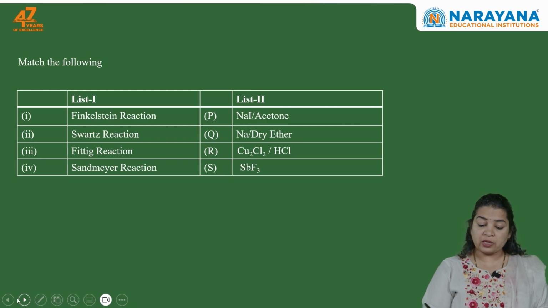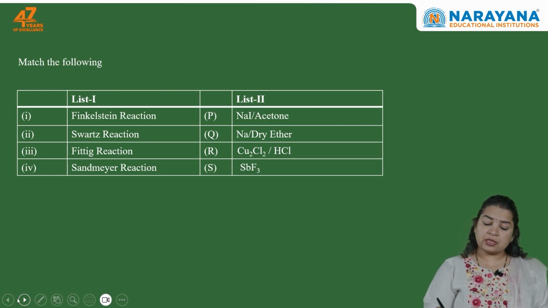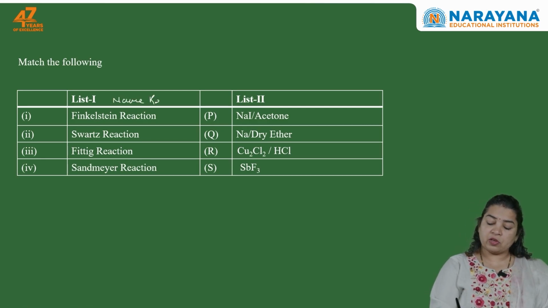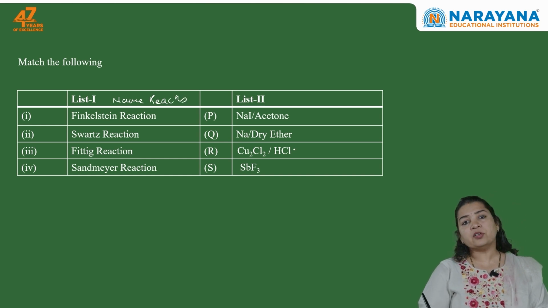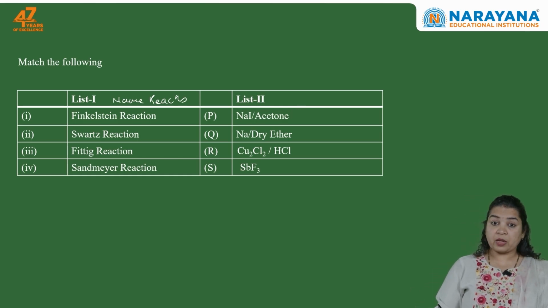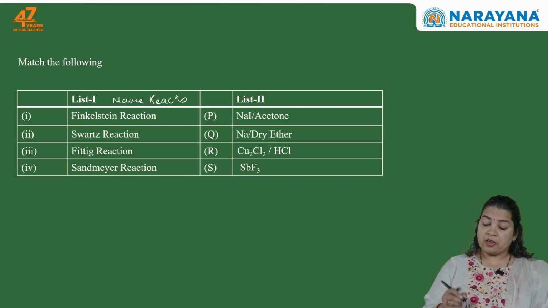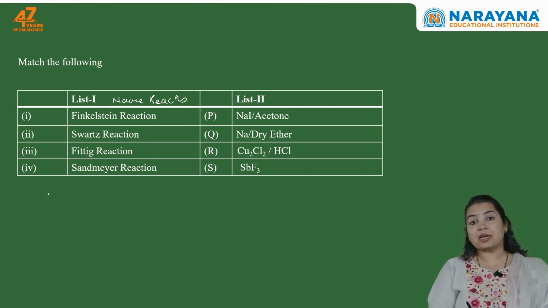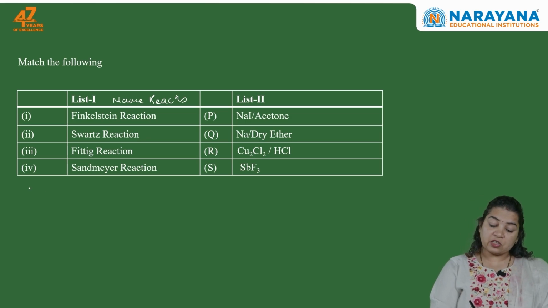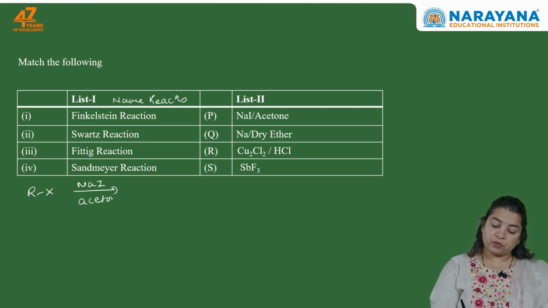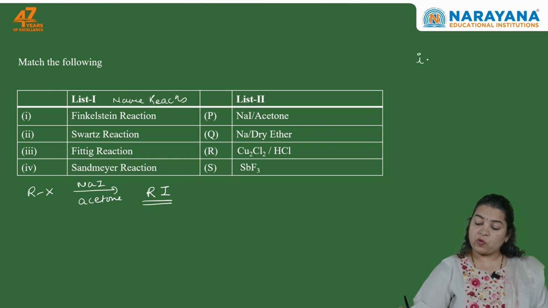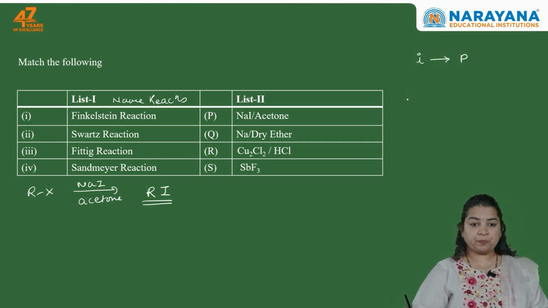Moving to the next question, match the following. List 1 seems to be certain name reactions, and list 2 are the reagents or the different chemicals involved in that particular name reaction. If you see, all these reactions are mentioned in NCERT. Finkelstein and Swarts are in the alkyl halide chapter. For Finkelstein, you treat any alkyl halide with NaI and acetone and you get RI. So 1 should match with P.